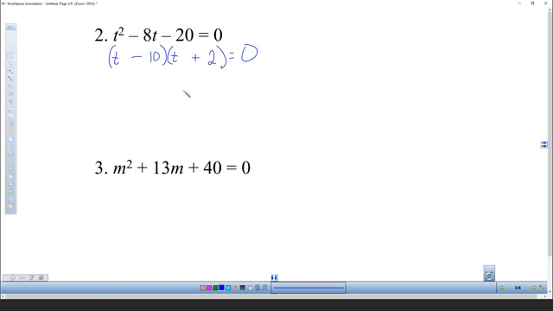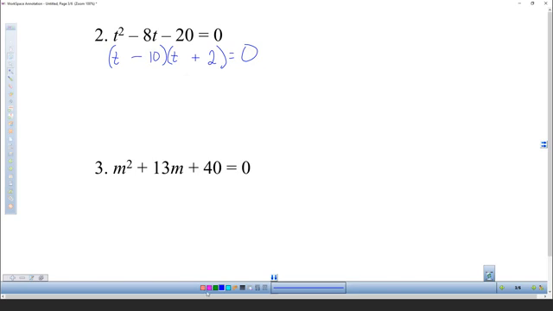Now, be careful because this is not my solutions, okay? Now, here's where I get really stinky, nasty, mean on multiple choice, okay? I might put -10 and +2 as my solutions, but those are not my solutions. Those are just my pieces of my factor. So be really, really careful here, okay?